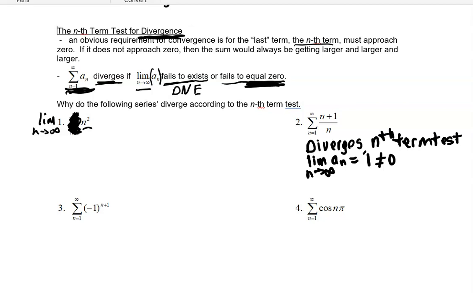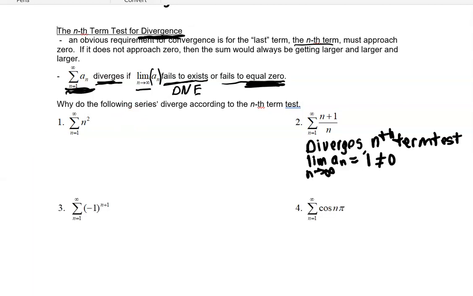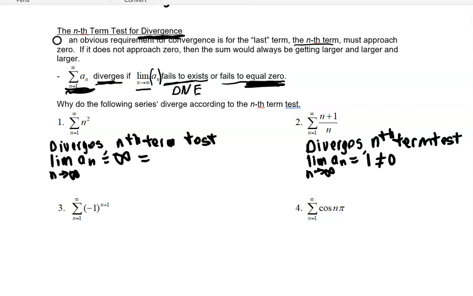As n goes to infinity, this guy would have a limit of infinity. It just gets larger and larger and larger and larger. So this limit doesn't exist. It exists, it just doesn't equal a 0. So this would have to diverge. So we would write that it diverges, nth term test: that the limit as n went to infinity for the general term was infinity and not the 0 that it needed to be based upon the nth term test. Okay.